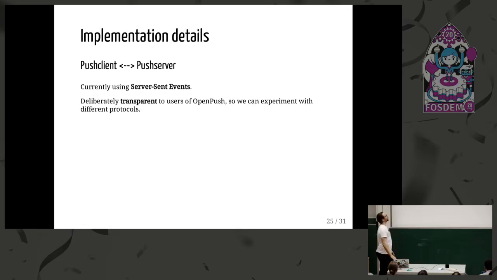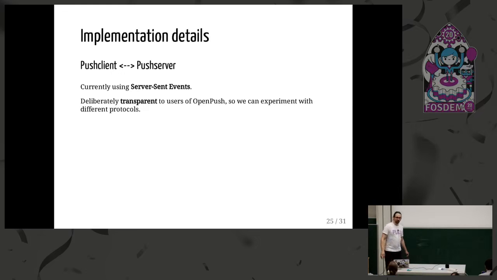So how does it work in more detail? The connection between the push client and the push server is currently using server-sent events, which has been tried out for custom-built push notifications on Android. Server-sent events are part of HTTP, following a very simple text-based protocol, which you can then send JSON blobs over. It's really simple. It works reasonably well in first tests.